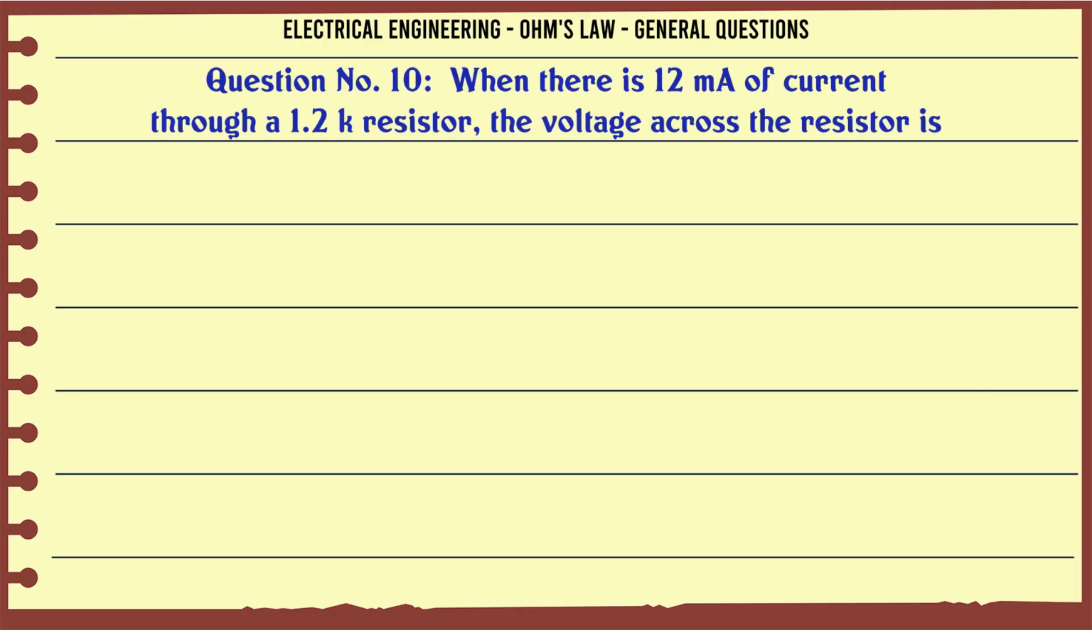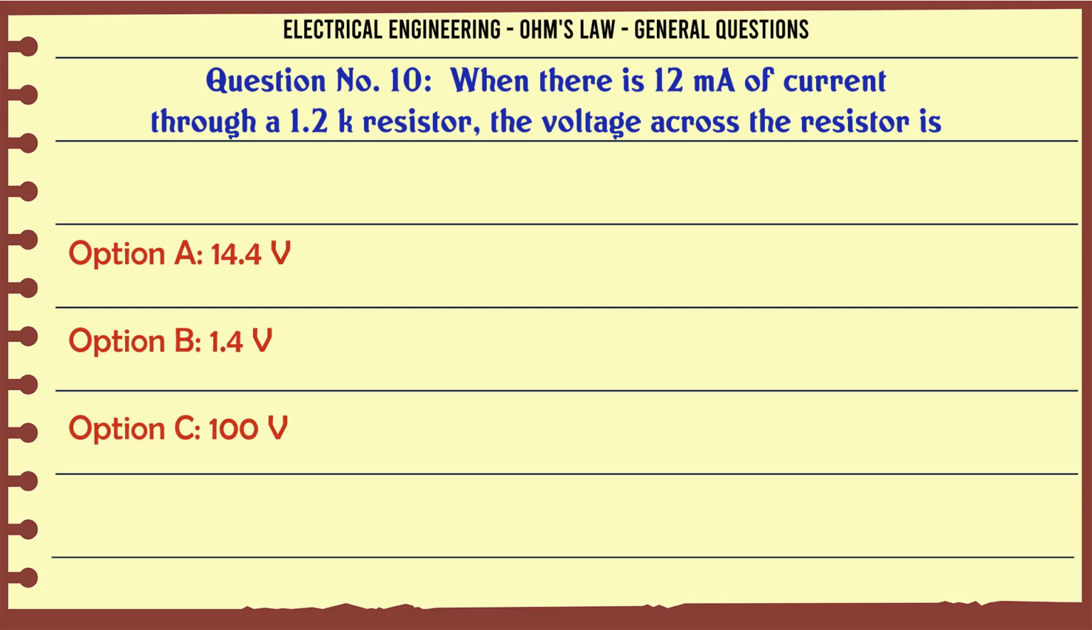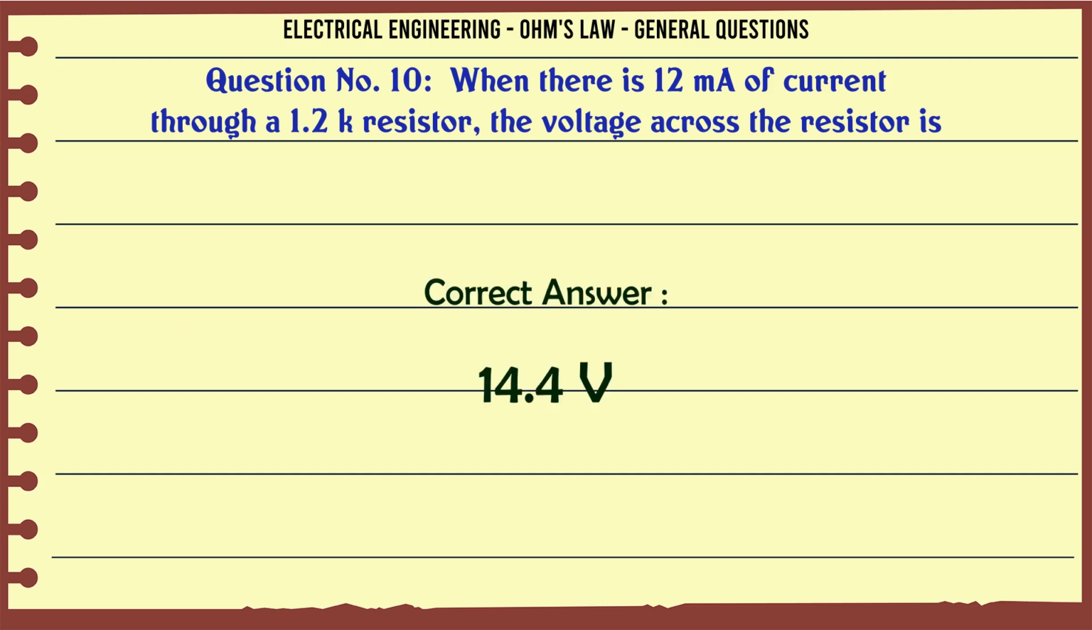When there is 12 mA of current through a 1.2 K resistor, the voltage across the resistor is A) 14.4 V, B) 1.4 V, C) 100 V, D) 10 V. The correct answer is 14.4 V.